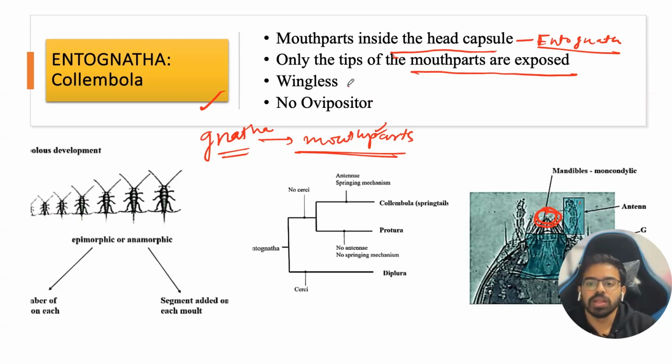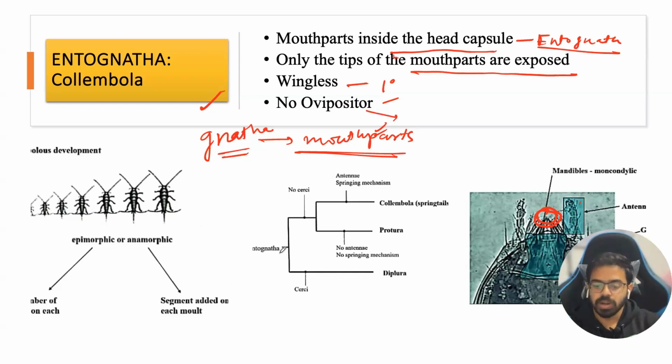Then wingless primarily, and it doesn't have any ovipositor, meaning the special egg-laying apparatus is not there. These are a few major characteristics that I have mentioned here, but there are a lot of characteristics regarding ocelli, compound eye, tracheal system like this. So you have to study from the book itself.